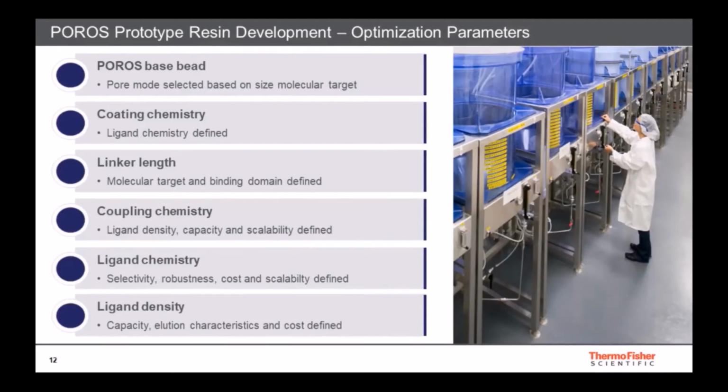And the last one, and probably the most critical one, is ligand density. This is always evaluated, and really that's going to drive capacity and resolution characteristics. And when you're generating things with an affinity ligand, it'll also impact the cost as well.